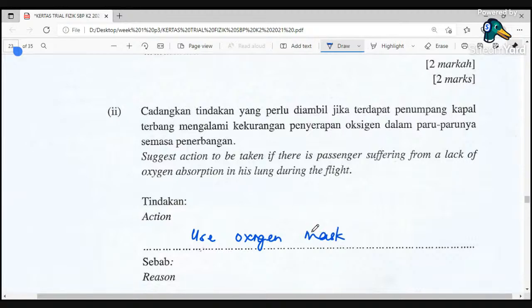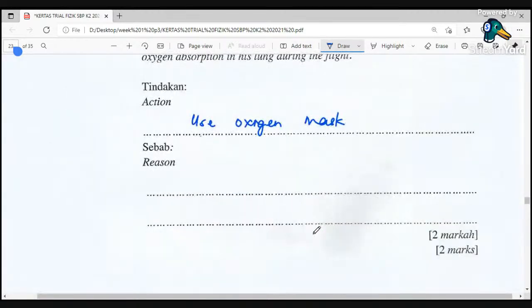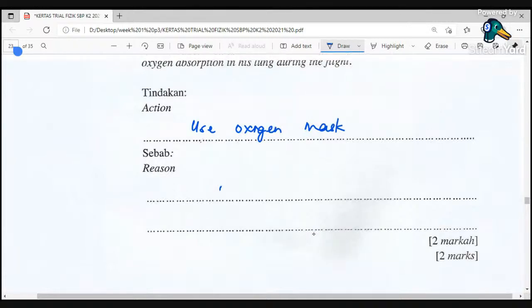Okay, ini guna topeng oksigen. Reason. Okay. Because for breathing we need oxygen.